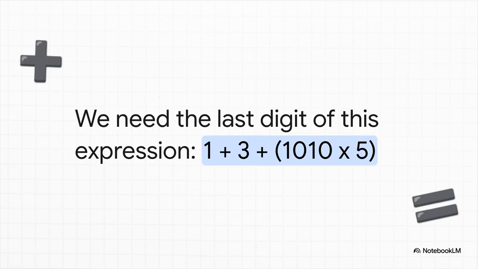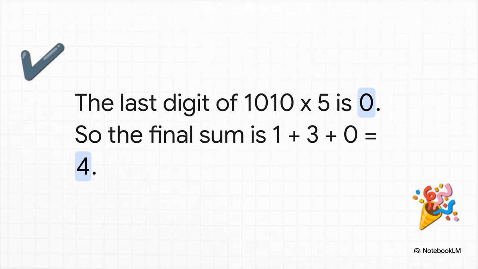Okay, so the sum of all our units digits is going to be 1 plus 3 plus whatever we get when we add up all those 5s. And the quick way to do that is just 1,010 times 5. So what's the last digit of that big multiplication? Well, think about this. 1,010 ends in a 0, right? So when you multiply it by 5, the answer is also going to end in a 0. That means the last digit of all those 5s added together is just 0.